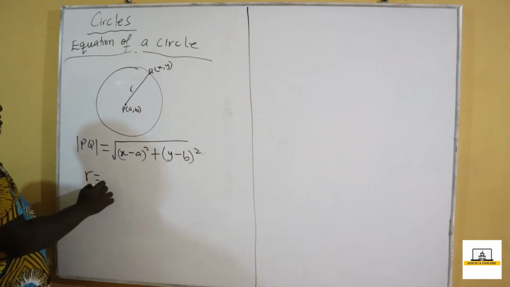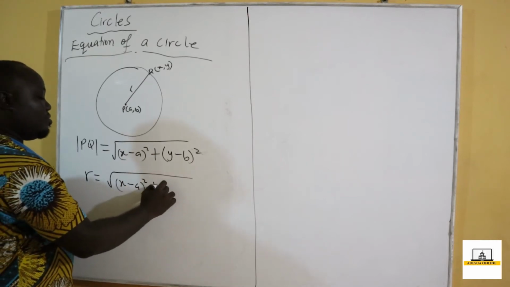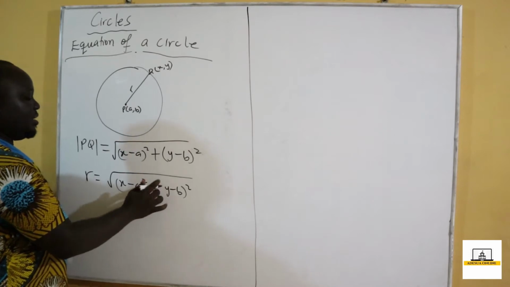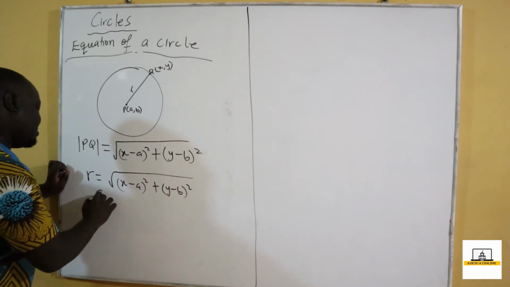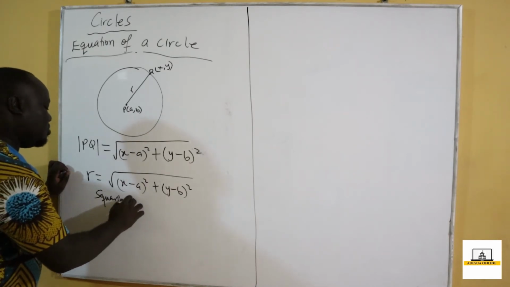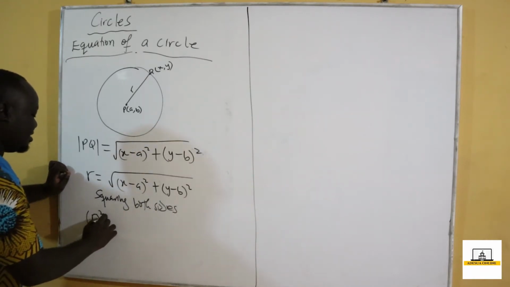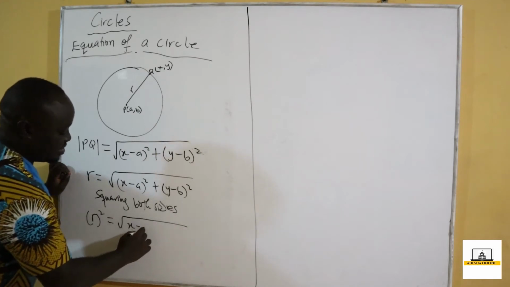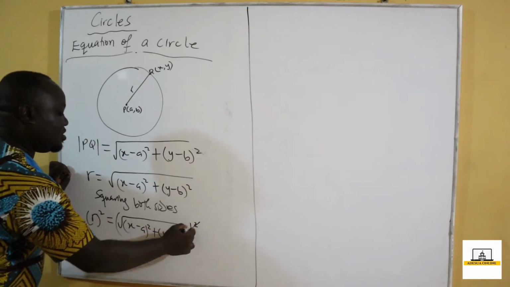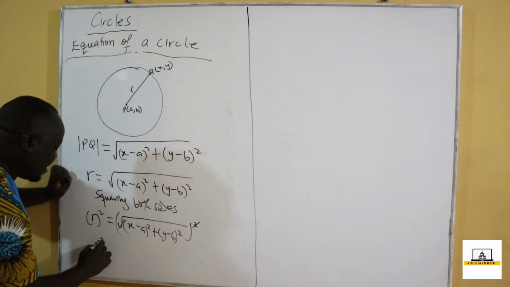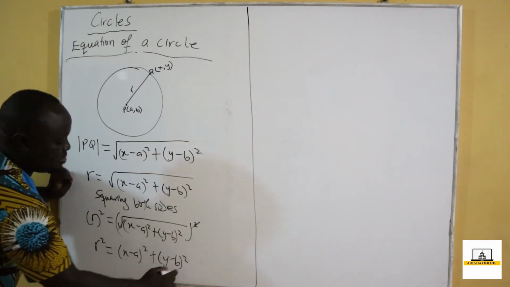So our radius is equal to the square root of (x minus a) all squared plus (y minus b) all squared. Now, if we want to get rid of the square root, we square both sides. So squaring both sides, we shall have r squared is equal to the square root of (x minus a) all squared plus (y minus b) all squared, all squared. So this will cancel this. We are left with r squared is equal to (x minus a) all squared plus (y minus b) all squared.